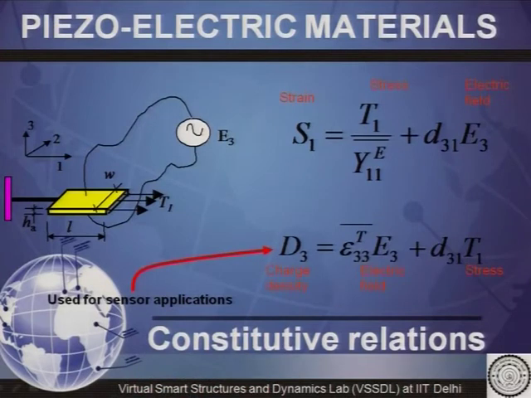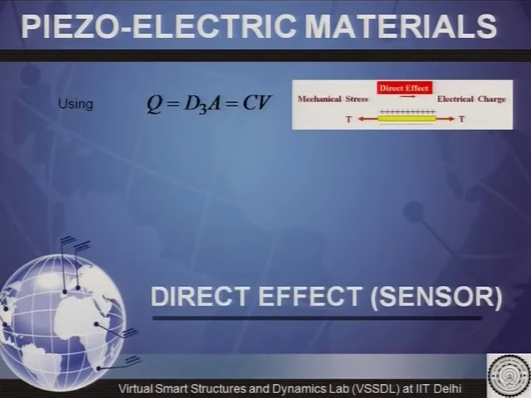This equation is used for the sensor application. When the piezoelectric material is used as a sensor, this equation is used, and when E3 is 0, that is, when there is no electrical field and only stresses are being produced, the equation will reduce to this, as E3 becomes 0.